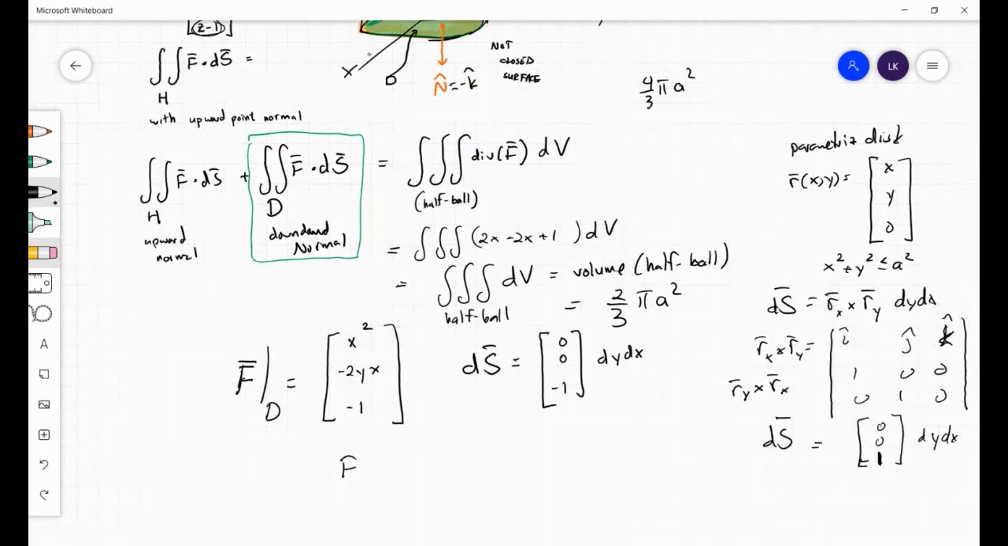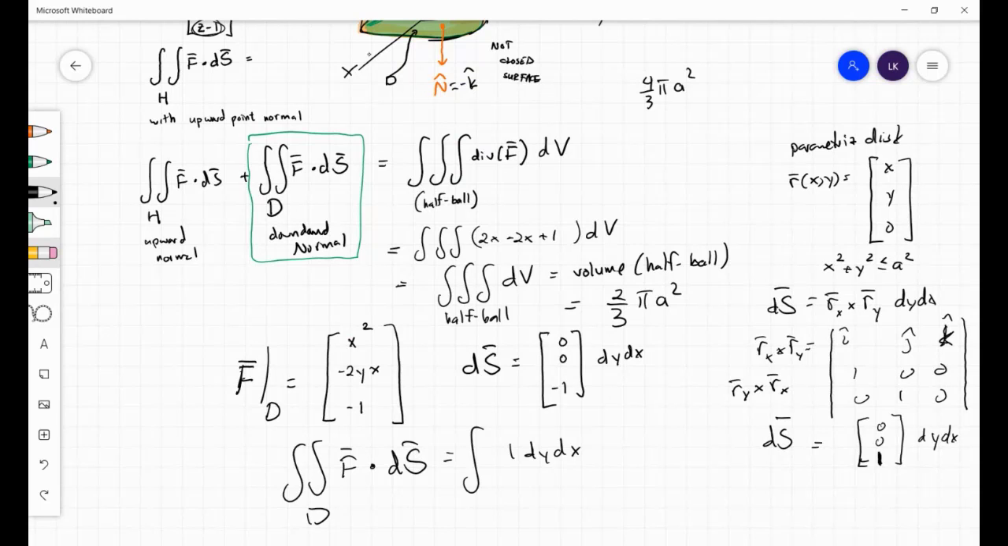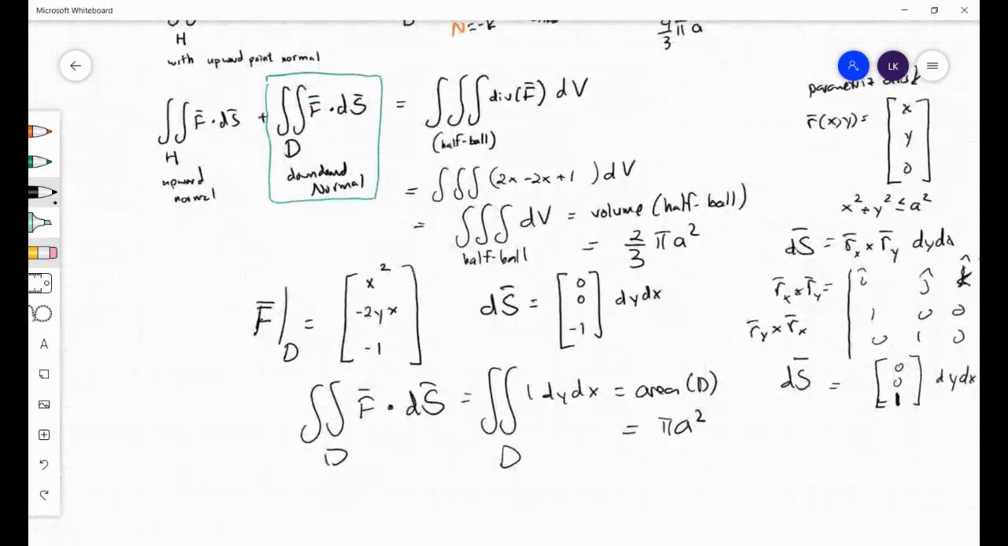So then the dot product of these two is just 1 dy dx. The double integral over that disk again just gives you the area of that disk. So that's pi a squared. Okay, so there we go, and we're done.